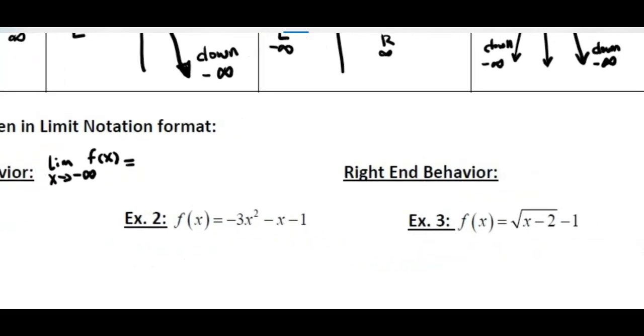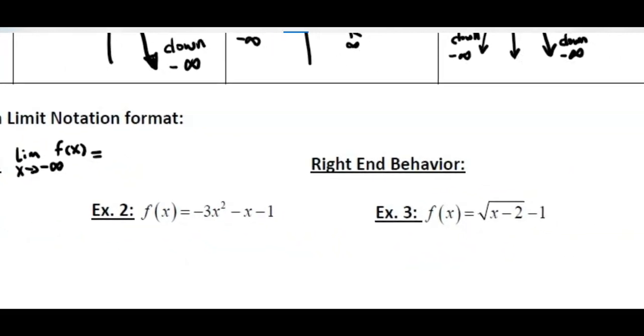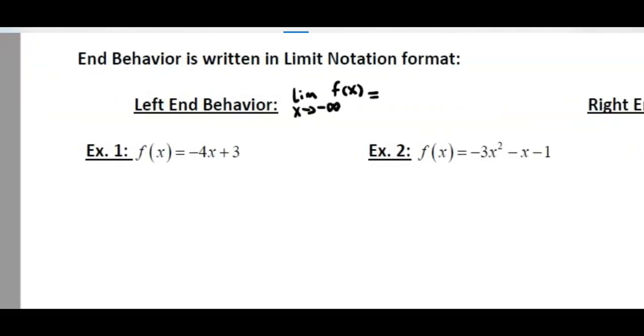Right end behavior, we have the limit of f of x as x approaches infinity, or positive infinity, and that equals, and then again it depends, if it's going up it'd be positive infinity, if it's going down it'd be negative infinity. So we look at these examples.